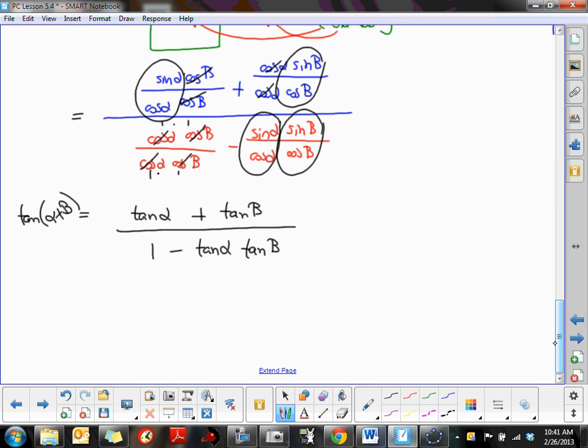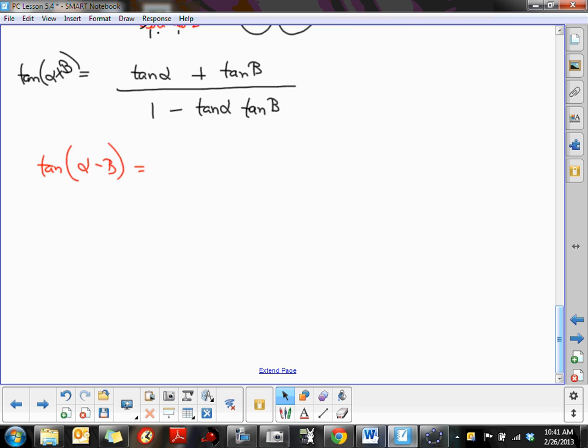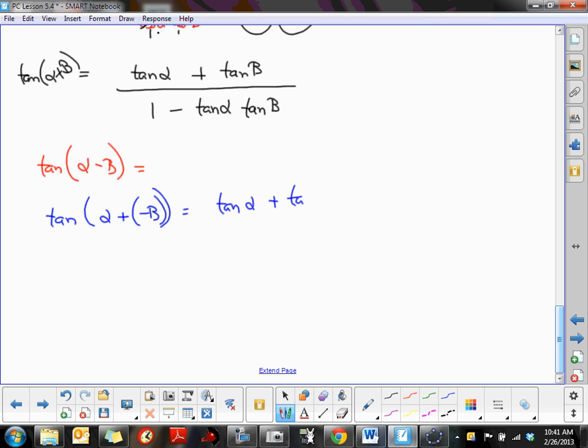And to finish off this, what we're going to do is we're going to derive tangent of the difference, which is alpha minus beta. What we're going to do is we're going to do the exact same tactics that we had before in strategies, and that is change our subtraction into addition of the opposite. That still retains our same value, but now we're able to use our tangent of a sum, and that says you take the tangent of the first angle, you add to it the tangent of the second angle, which is negative beta, all over 1 minus the tangent of the first angle, which is alpha, times the tangent of the second angle, which is negative beta.